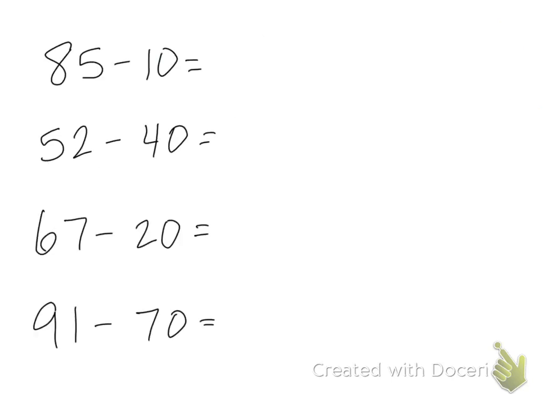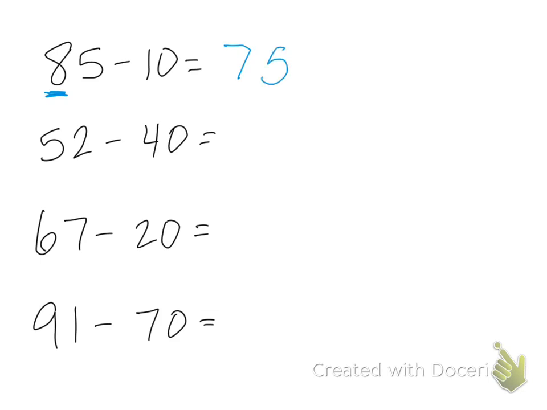Okay. All right, what about 85 minus 10? So in this case, the number's going to be the same, other than I'm going to subtract 1 from the first number. So 85 minus 10 would equal 75.